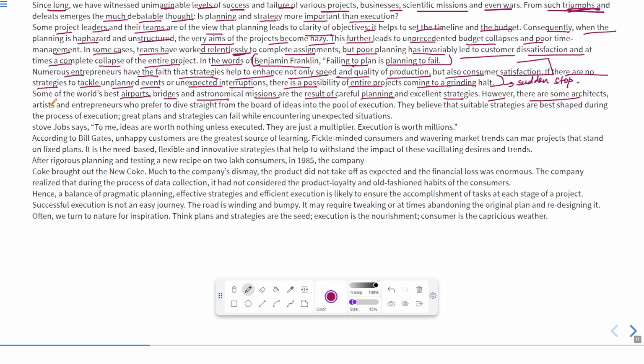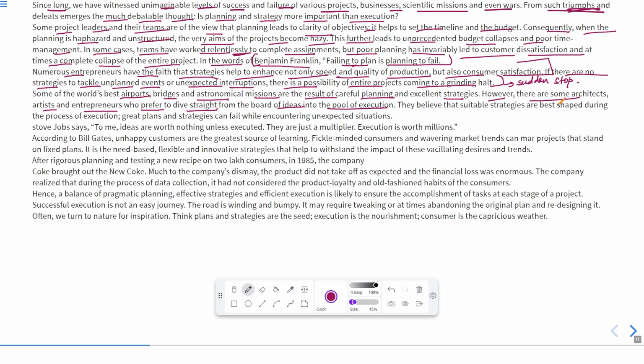However, there are some architects, artists, and entrepreneurs who prefer to dive straight from the board of ideas into a pool of execution. If you see some airports, bridges, and astronomical missions, they were done with careful planning. But there are some other things as well, some architects, meaning some monuments or buildings that have been made, artists, and entrepreneurs, meaning one who starts a business. They preferred to dive straight from the ideas to the execution. It means as soon as some idea came to their mind, they just executed it. They did not plan for it, they just executed it.